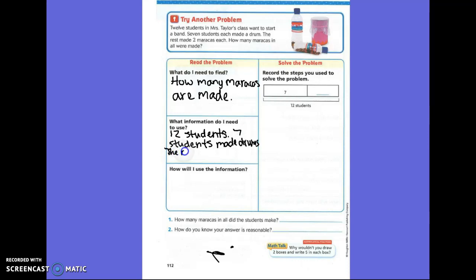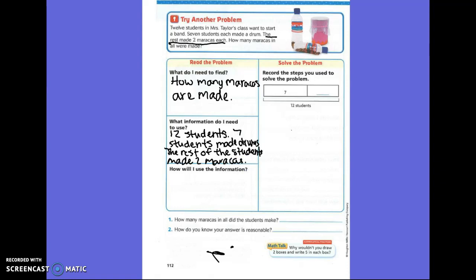The rest of the students made two maracas.